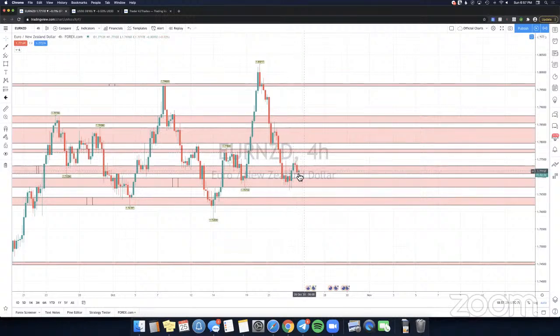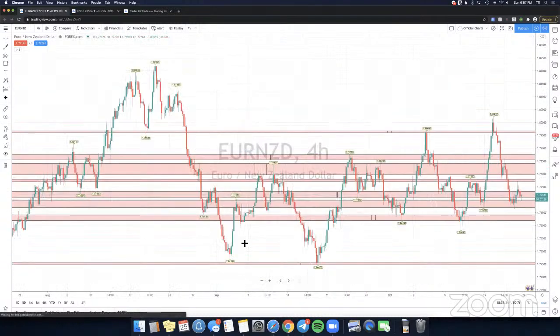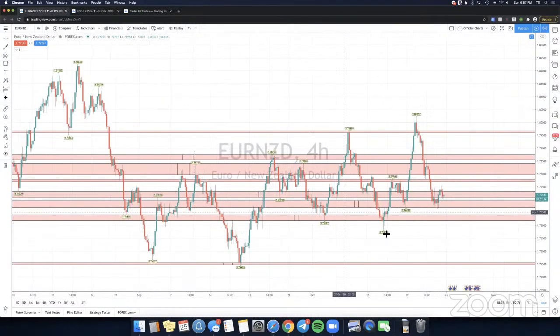And I'm going to skip this zone right here. And this lower zone down here is going to be 1.76708. So right here, we've identified the zones, right? So we know exactly where price is going to be rejected from.